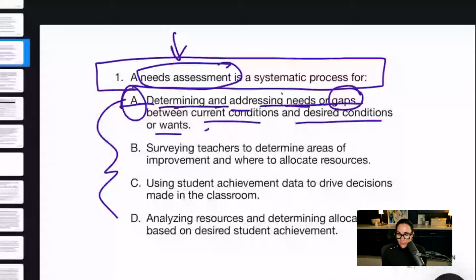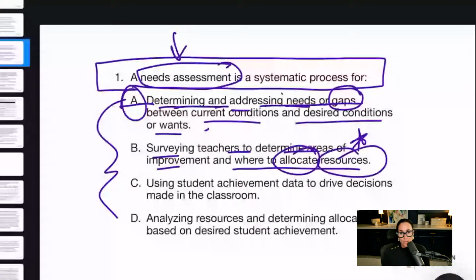But let's have a look at the other answer choices so I can just show you why they're not correct. B, surveying teachers to determine areas of improvement and where to allocate resources. Okay. This one you'll see a lot. Survey teachers. Now, surveys are great to measure attitudes, climate, how people are feeling. But when we're talking about allocating resources, we need survey data for sure, but we also need quantitative data. We need to look at scores. Where are we not achieving?